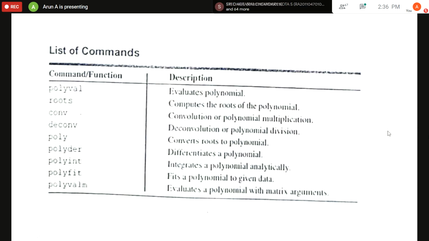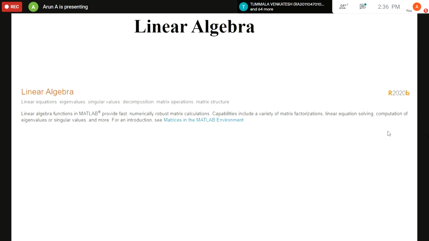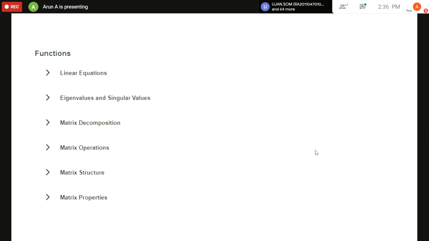So I thought I'll just keep the syllabus till the third unit, till this polynomial. Okay, still a little bit is there about linear algebra, and I just put the commands. Okay, and I'll just show you. I'm not going to ask any questions in this.